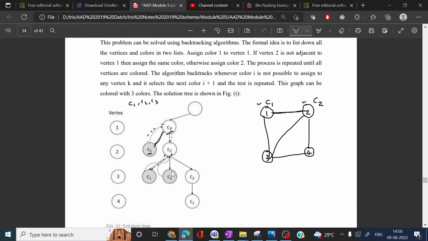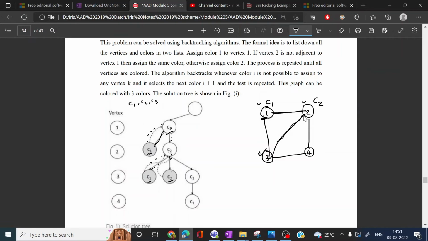C1 for vertex 3. Vertex 3 with C1 is not possible because it is connected to vertex 1. So it again backtracks to the previous node, and then it will try to assign the color C2. C2 for vertex 3 is also not possible because it is connected to vertex 2, which has C2 color. So it is not possible.